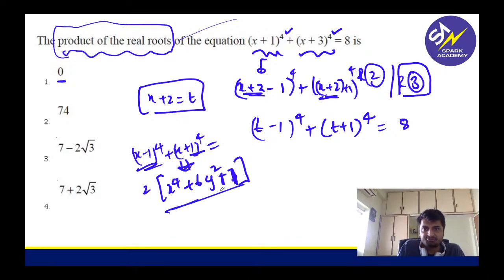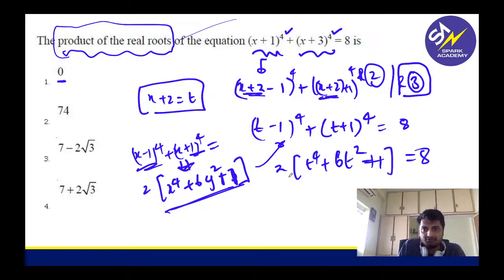So this I have to substitute here. Correct? So I'll get 2 times (t power 4 plus 6t square plus 1) equal to 8. 2 goes 4 times. Now you take it to the other side and solve it like a quadratic. Again solve it like a quadratic. So double quadratic you need to do.